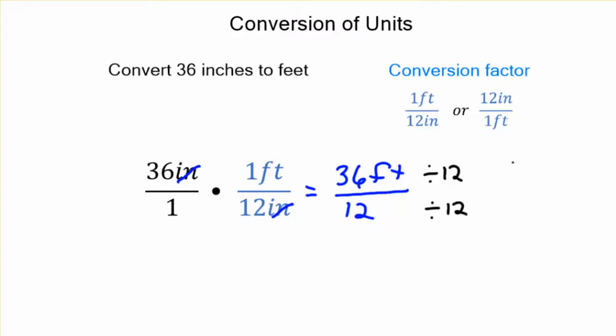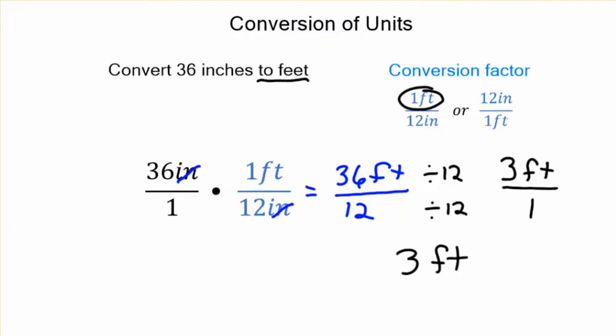So when you're converting units, it's always going to work the same. You find your conversion factor, the thing you're going to multiply by, and then you figure out what's going to be on top. Well, here we were converting to feet, so we use the one with feet on top. So you can do that.